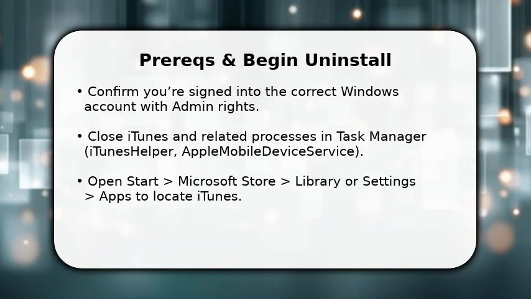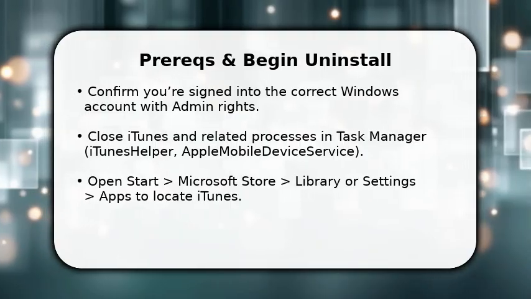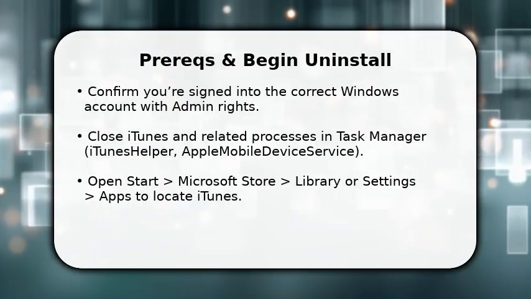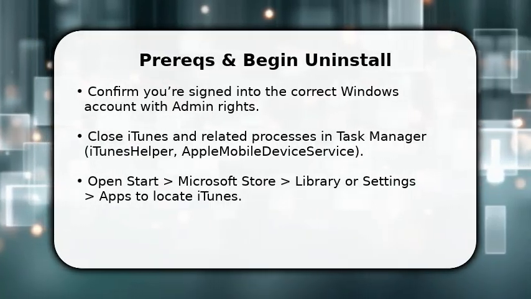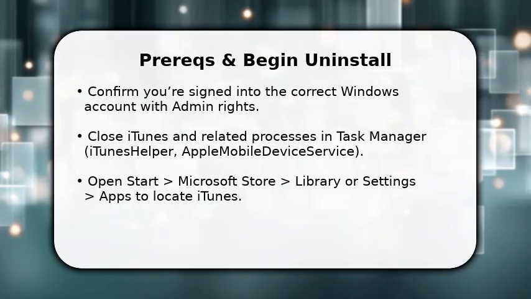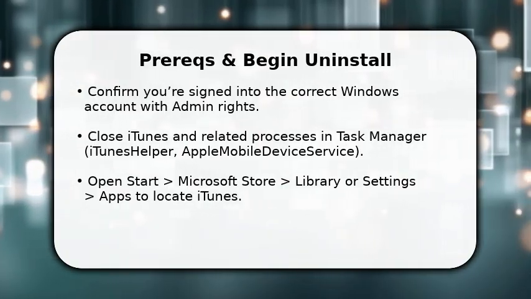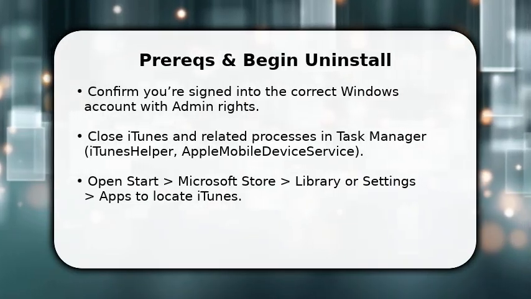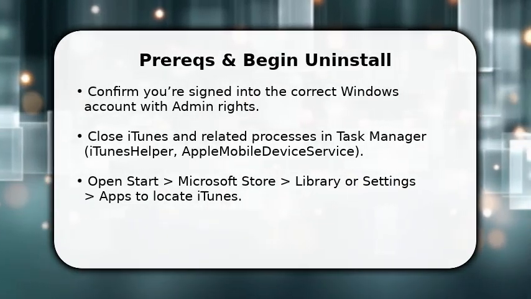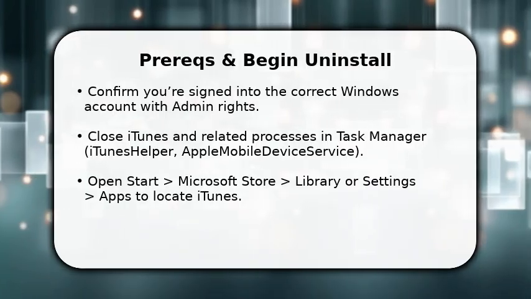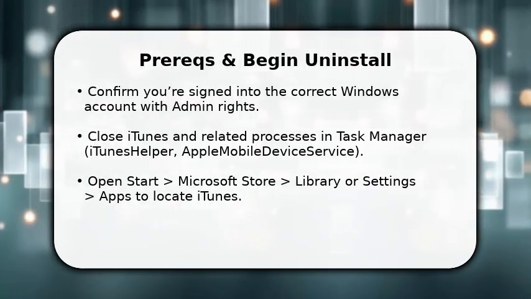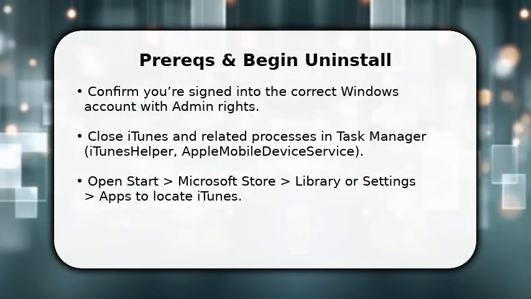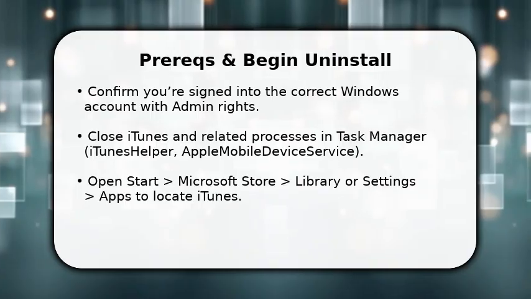You need admin rights and iTunes must be closed. That avoids file locks. First, press Ctrl+Shift+Esc and end iTunes processes like iTunes Helper and Apple Mobile Device Service so the store can modify files. Once done, open Start and go straight to Microsoft Store or Settings Apps to find the Microsoft Store iTunes entry. You're starting the uninstall now rather than waiting for checks. This reduces conflicts and ensures the store has the permissions to remove app packages cleanly.